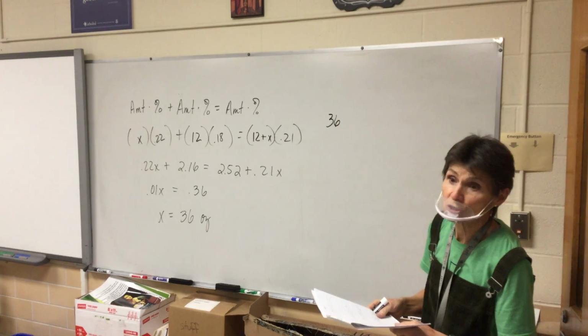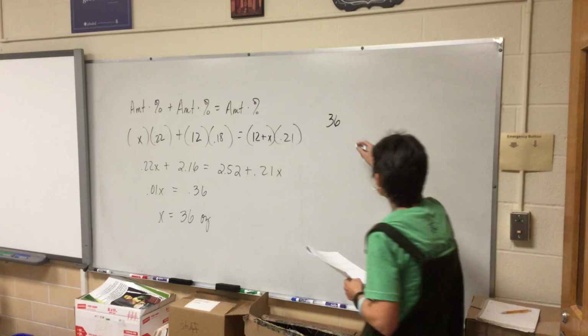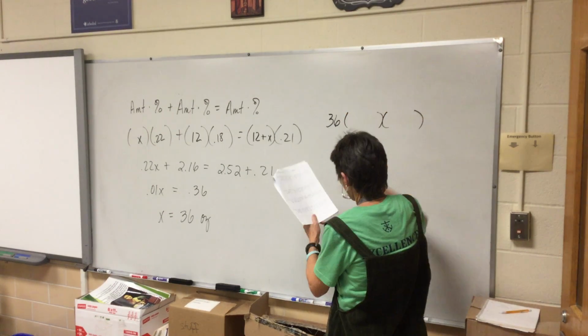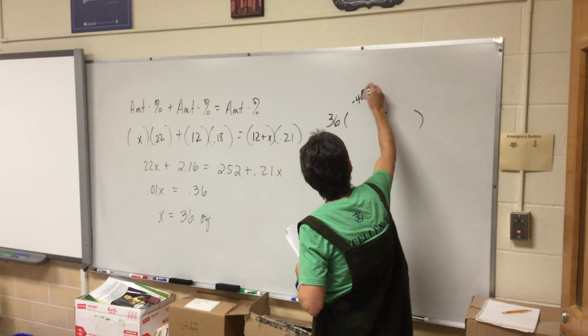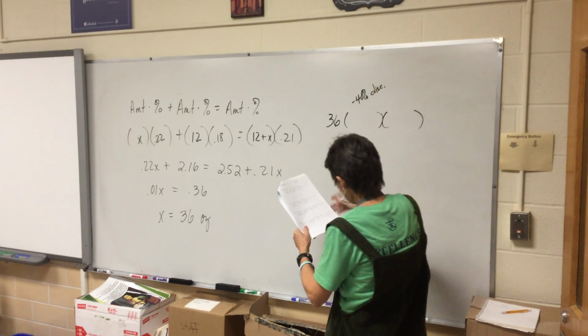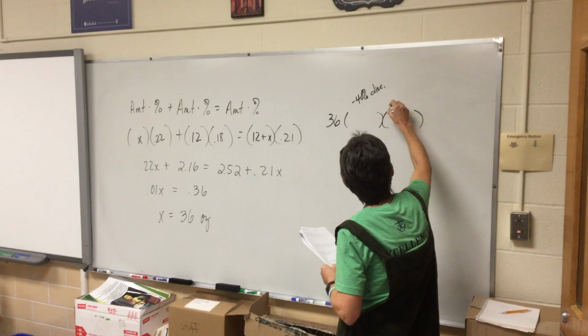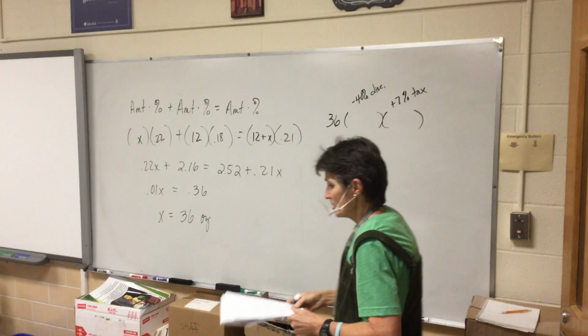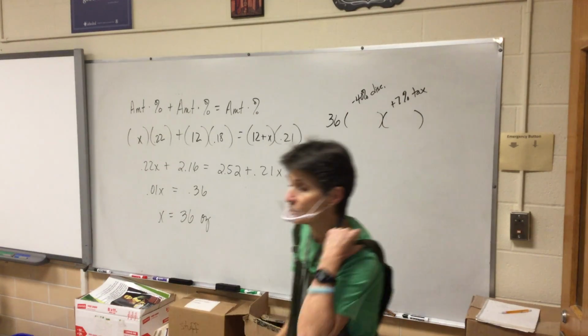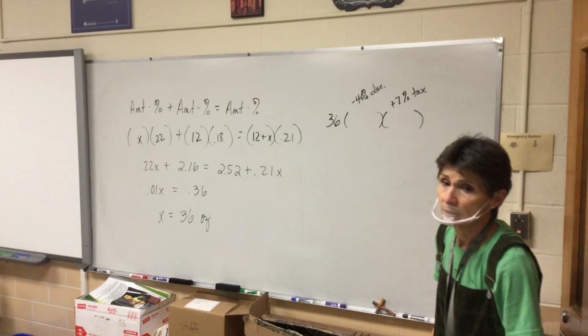So there's my original price. Two things are happening. I am on sale, so I have a 40% discount. And I have a 7% tax. So remember, we can do this in one step and have no round off error at all.